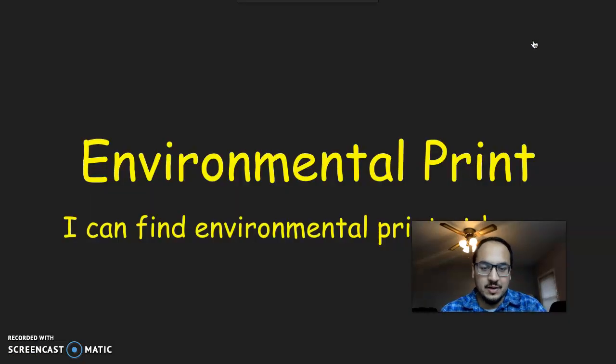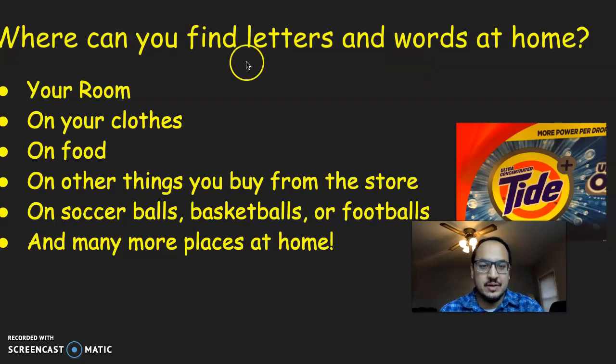Good morning, kindergartners. Today we're going to be learning about environmental print. And our learning target for today is I can find environmental print at home. When we talk about environmental print, we're talking about letters and words that we might recognize.